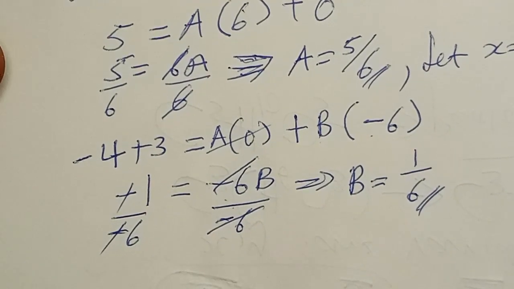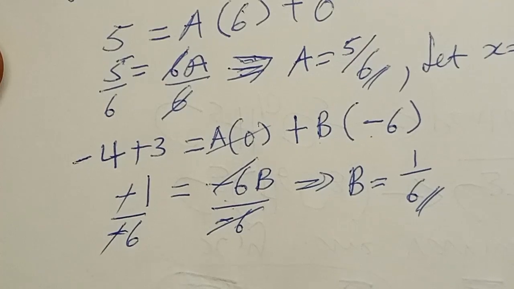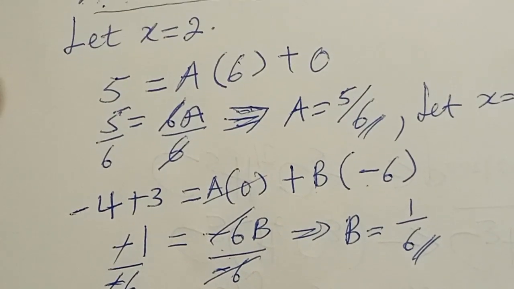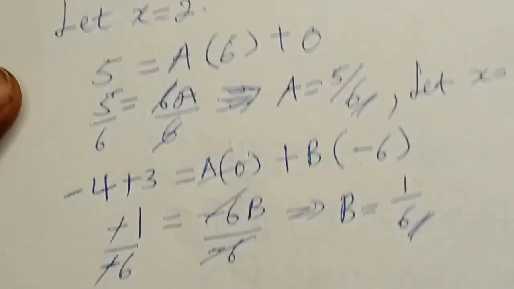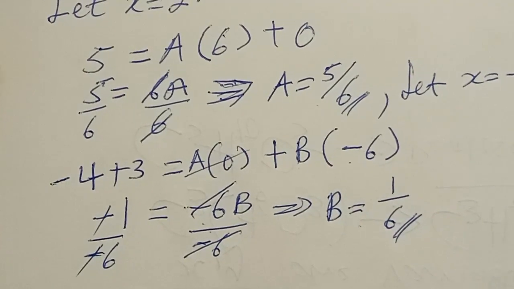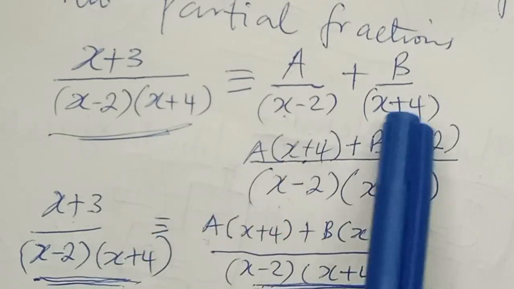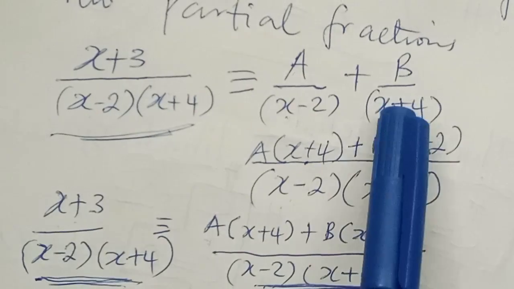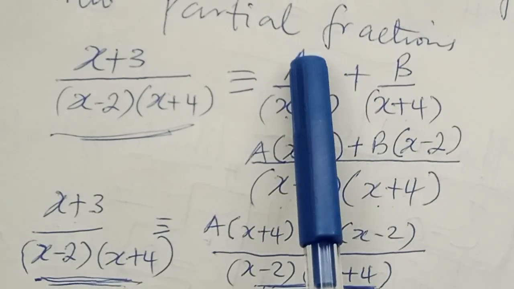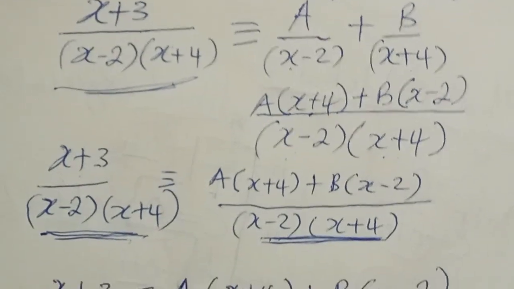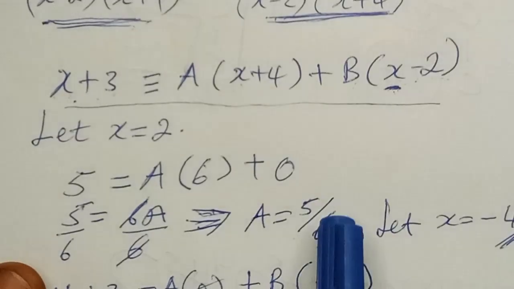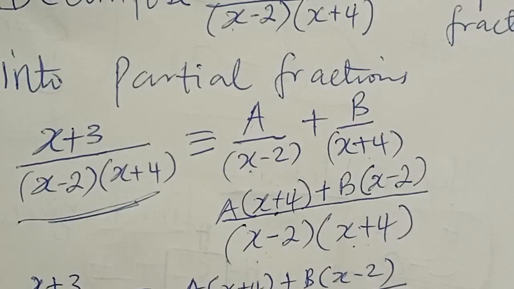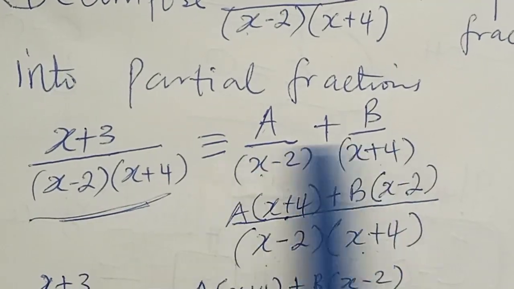Therefore, based on what we looked at first, the value of a gave us 5 over 6, and now the value of b is giving us 1 over 6. Therefore, to put this into partial fraction, we need to make sure that in the area where we have A, it is 5/6, and B is 1/6. So we need to represent that in this form to transform it here.